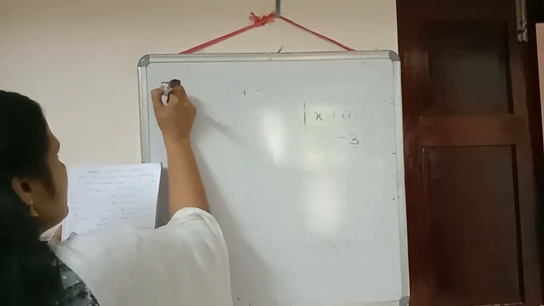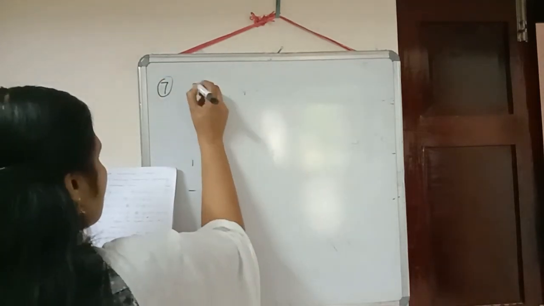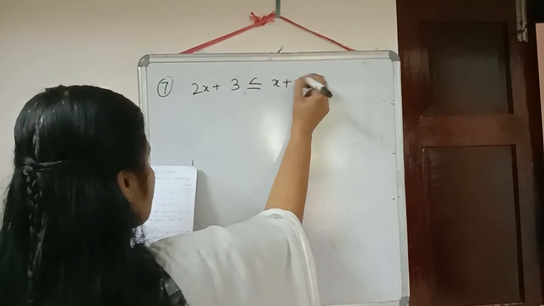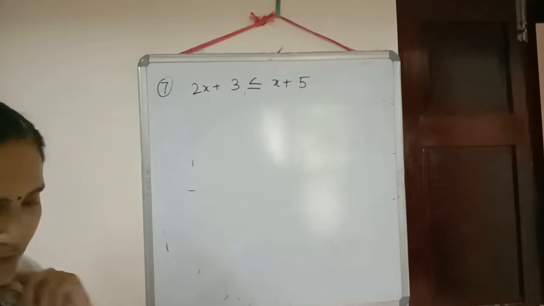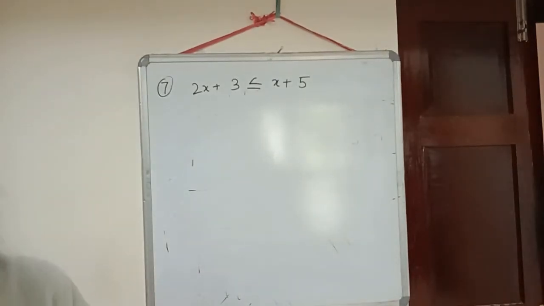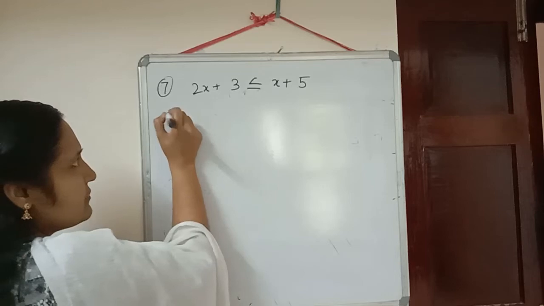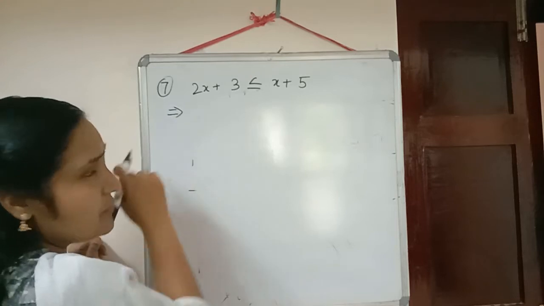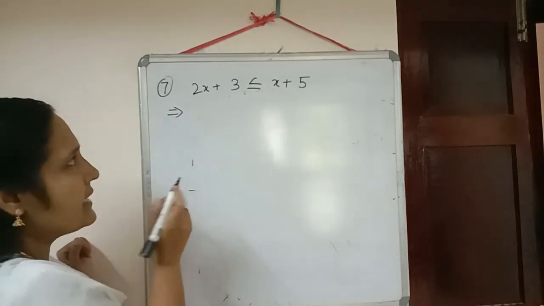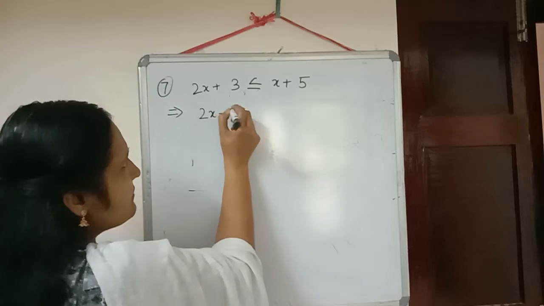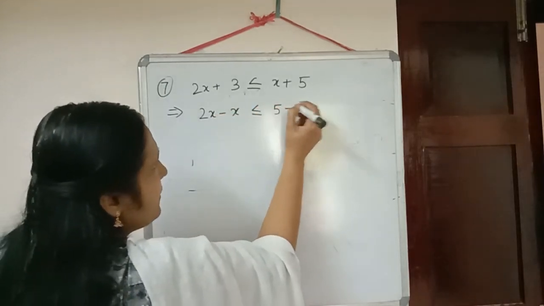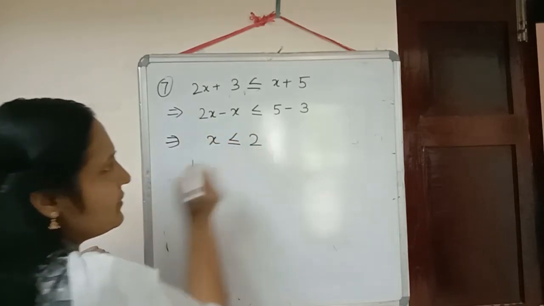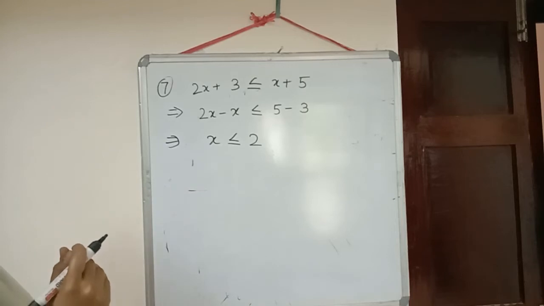Question number 7 is 2x plus 3 less than or equal to x plus 5. To draw the graph of this one, first we have to simplify this inequation. We can shift this x to the left hand side and 3 to the right hand side. Then 2x minus x less than or equal to 5 minus 3. 2x minus x is x. x less than or equal to 2. So this is the inequality which we are getting.